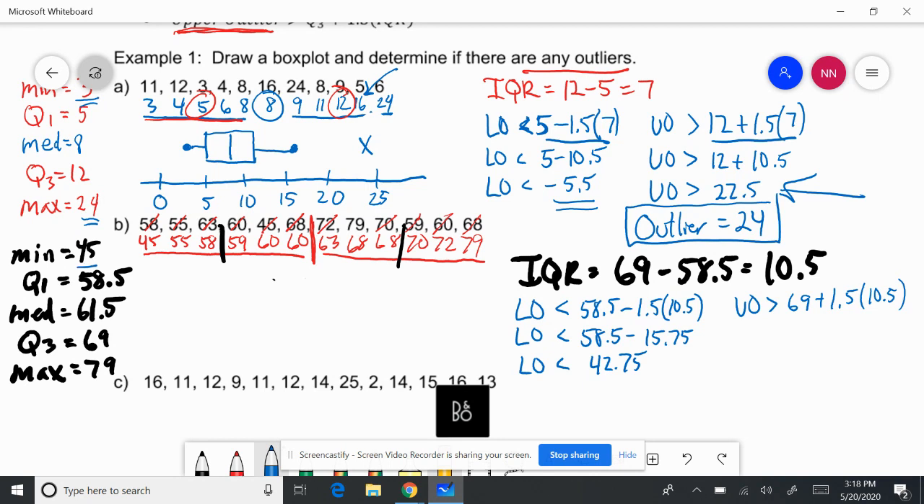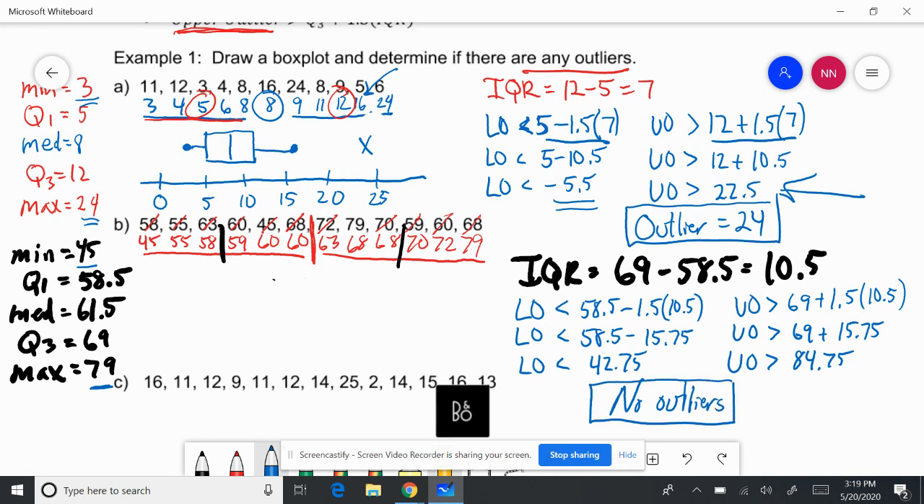We're going to look, is there anything lower than 42.75? And the answer is no. We're going to check the upper outlier. Remember, this is a boundary point telling us what would be outliers. So the upper outlier would be the 69 plus 1.5 times 10.5, which is 15.75. Our upper outlier, when we add it, is 84.75. If we're looking at our maximum, nothing is beyond 84.75. So that means no outliers.